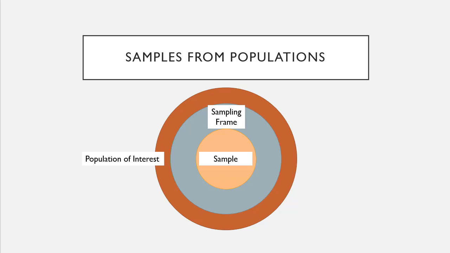Now, you can probably already imagine that there's going to be some error in our sample, meaning that our sample would be small and local so that they wouldn't be able to represent a lot of other people. But that's okay. We're just talking about the notion of population, sampling frame, and sample.